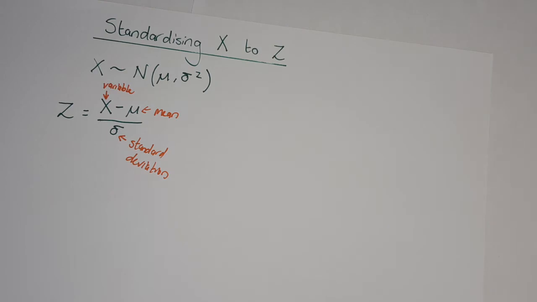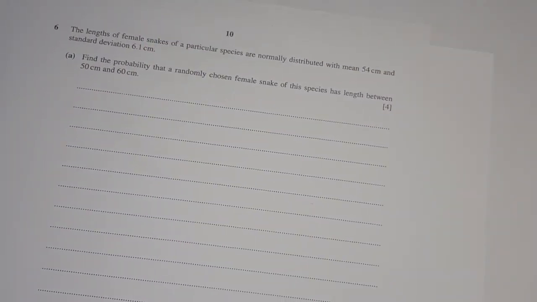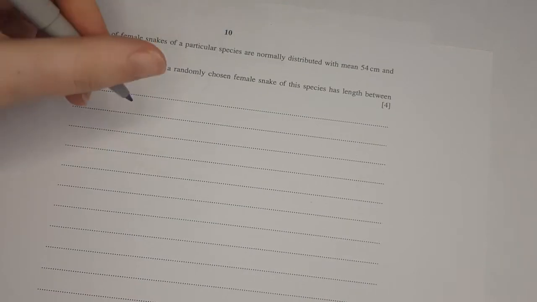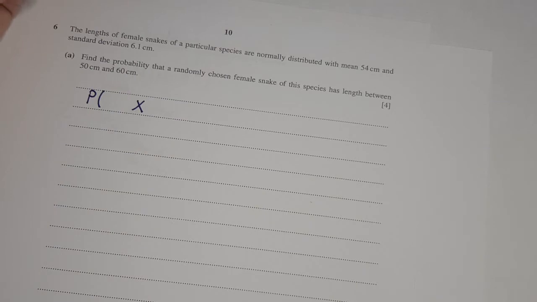Okay, so if we look at another example. So here I've got: the length of female snakes of a particular species are normally distributed with a mean of 54 and a standard deviation of 6.1. So now find the probability that a randomly chosen female snake of this species has a length between 50 and 60. So, first thing I'm told is I'm finding the probability of my x variable.